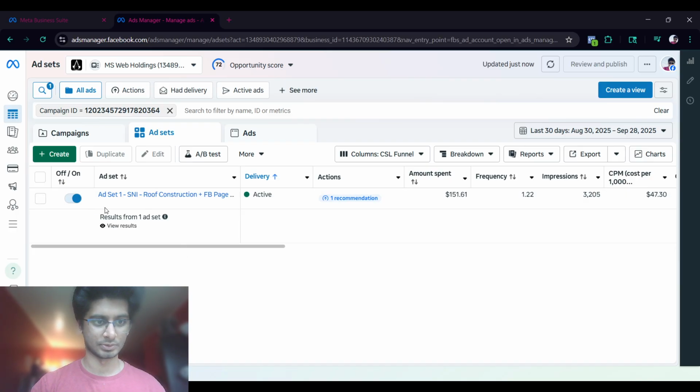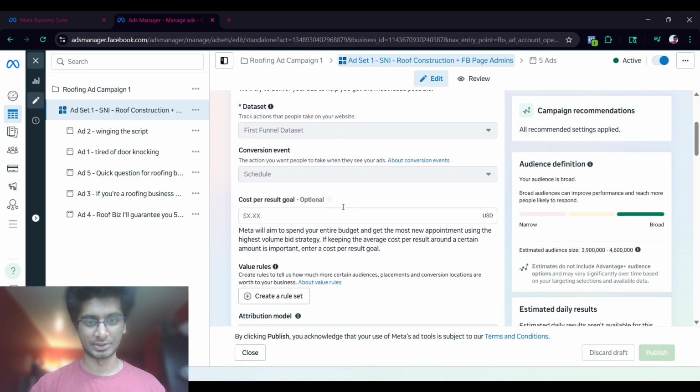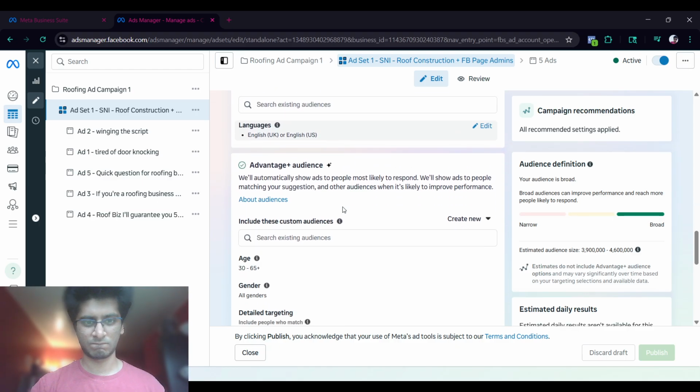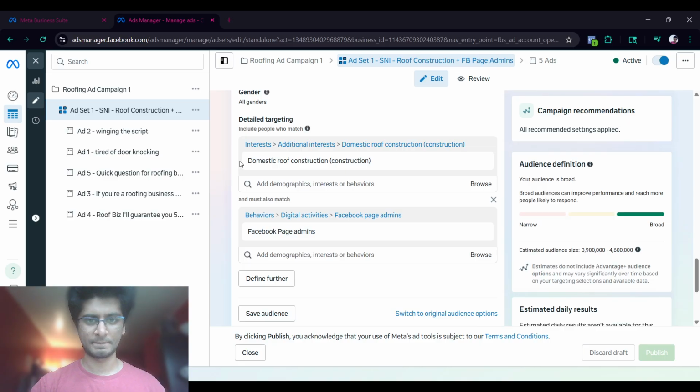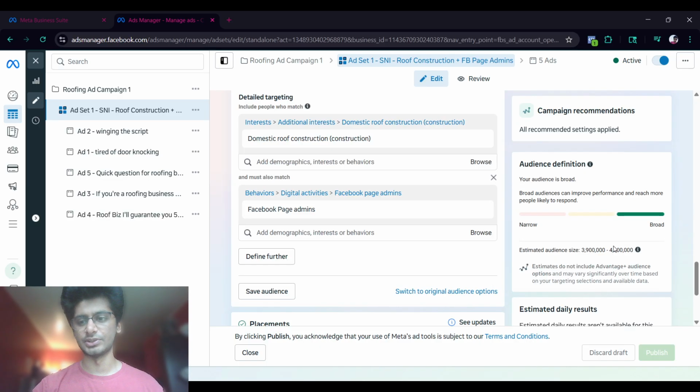let's actually go to it. Roof construction, so domestic roof construction, same one. This one. But now I only included Facebook page admins because there's a lot more. You can see there's obviously like a billion at the high level, and then at the low threshold, it's 955 million, right? So again, we want to keep this estimated audience size between 1 and 10 million.